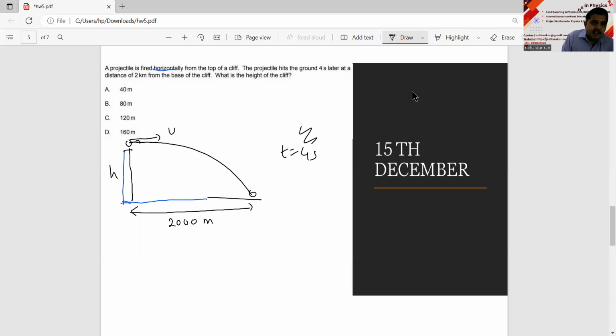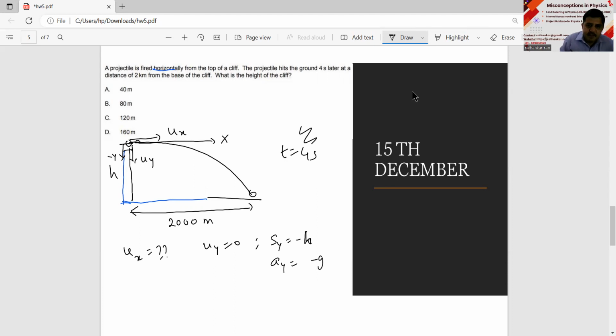Along this direction, it is ux. Along this direction, it is uy. Let us write ux is unknown. I do not know the value. Uy is equal to 0, right? And what about the displacement? If I take this as my origin, this is my positive x-axis and this is my negative y-axis. So the displacement should be negative. Y is equal to minus h, which I need to find. And ay is nothing but minus g because you're measuring it downwards.